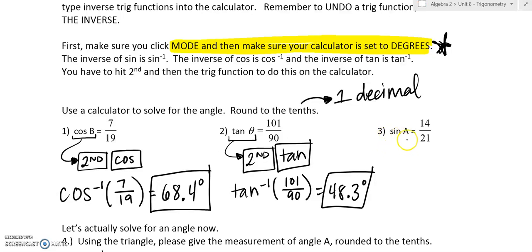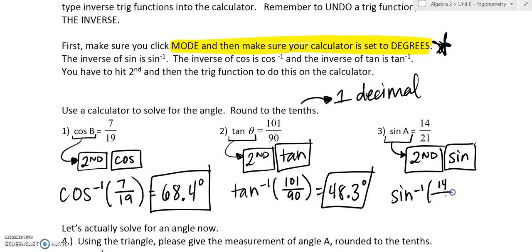Okay, last one. Sine of A, capital A, so that's an angle, is 14/21. We want to know, well, what is that angle? So second sine. I type that in my calculator, second sine. It opens up that inverse symbol. I put 14/21 in there, that fraction. I close the parentheses. I hit enter. I get 41.8. Again, units would be degrees, so 41.8 degrees. I knew to round to 1 decimal because it told me in the instructions to go to the 10th. So again, those are the buttons I hit to get the inverse symbol. That's how you type it in your calculator.